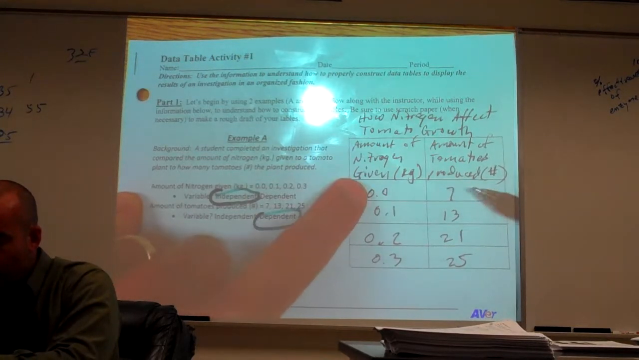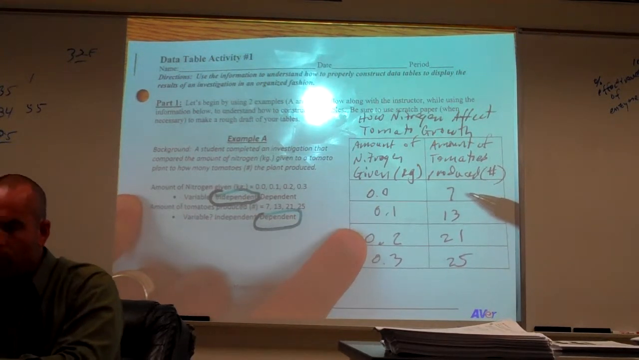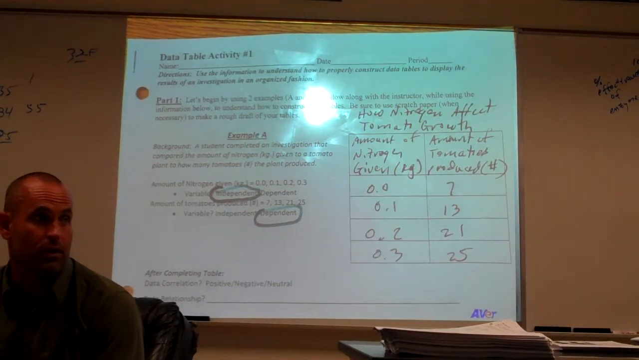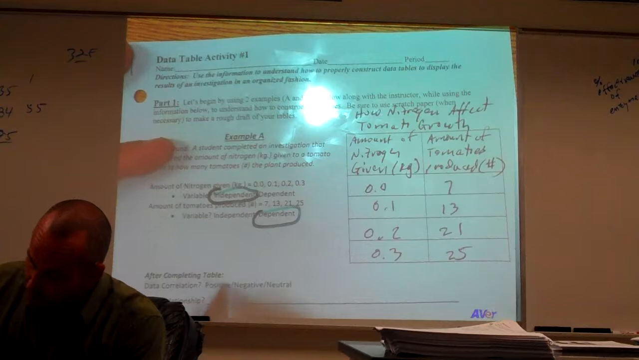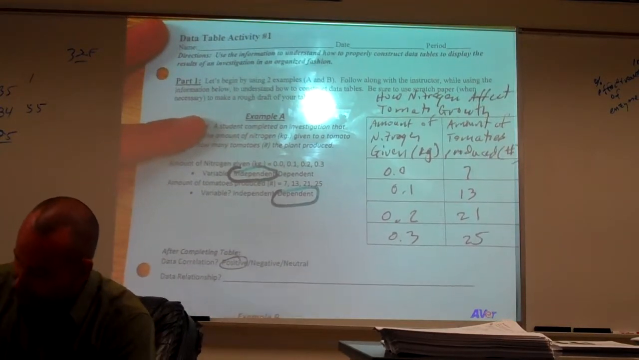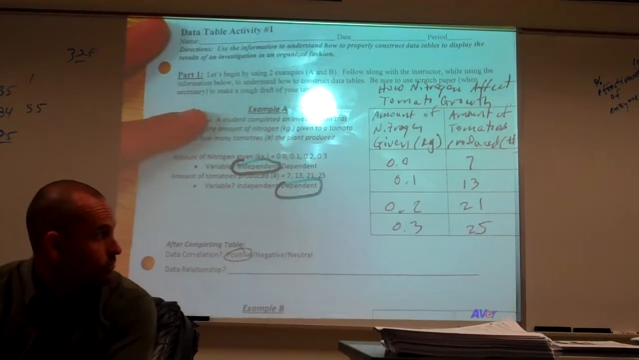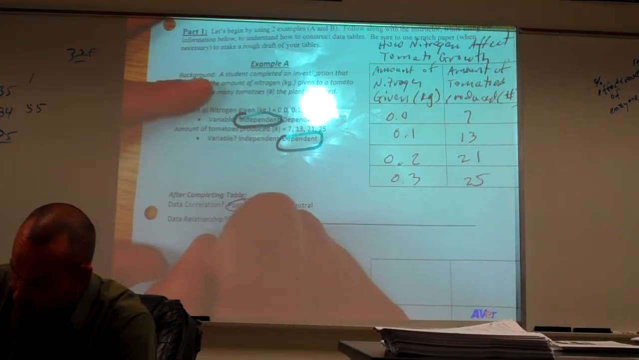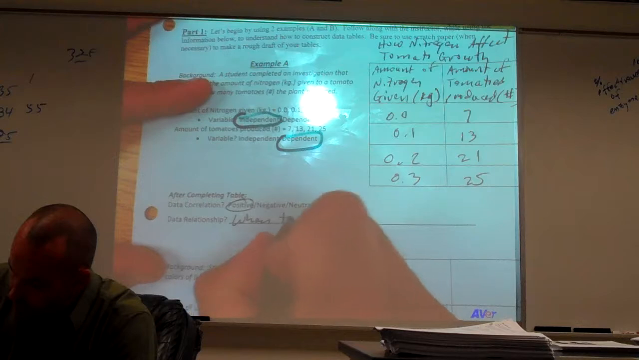So, when we increased the independent variable, what happened to the dependent variable? Okay, so we have positive or negative correlation. Positive correlation. So what's our relationship? This is not your first rodeo. Let's do this. There you go.